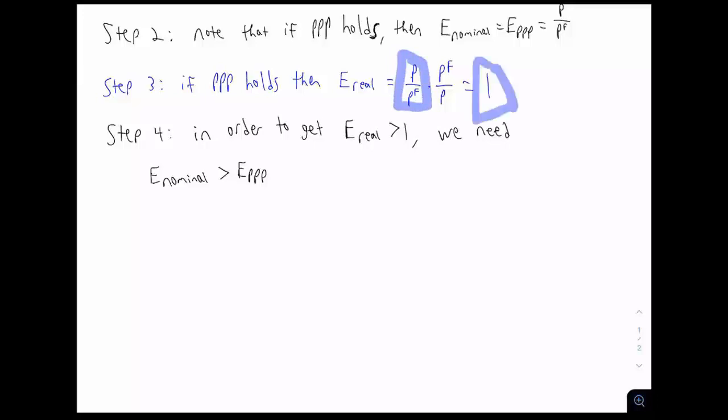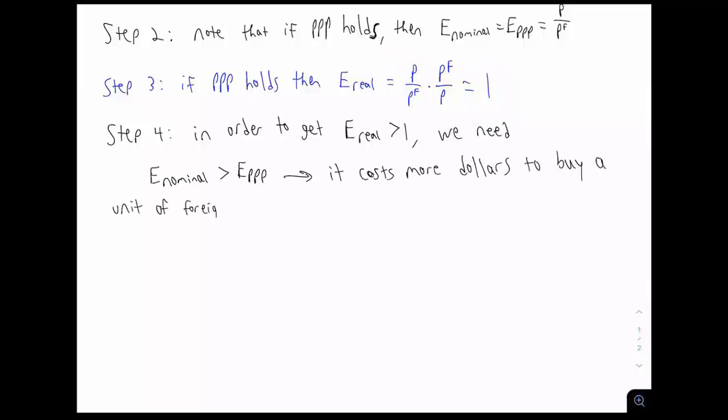Well, what does it mean if the nominal exchange rate is greater than the purchasing power parity exchange rate? If that's the case, then it's going to cost you more dollars to buy a unit of foreign currency than it should. Now, when I say should, I mean if PPP holds. Okay, so I know that's a normative statement, but remember that these exchange rates are how many dollars you are paying for that foreign currency. So in this scenario where the real exchange rate is greater than one, we're paying more dollars for the foreign currency than we should. If you have to pay more, that means that your dollar is undervalued.